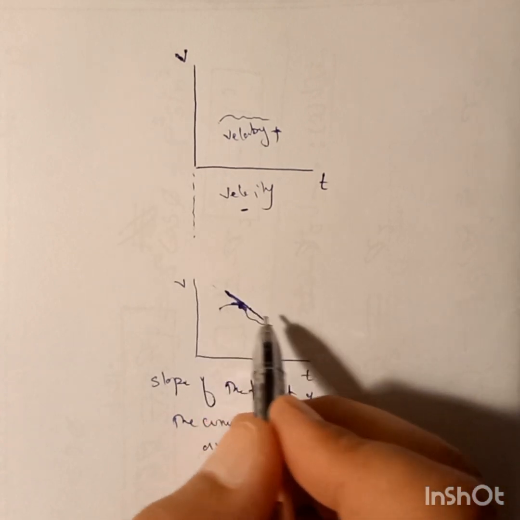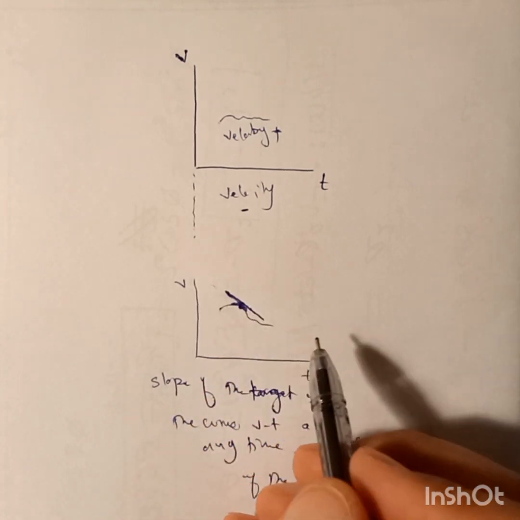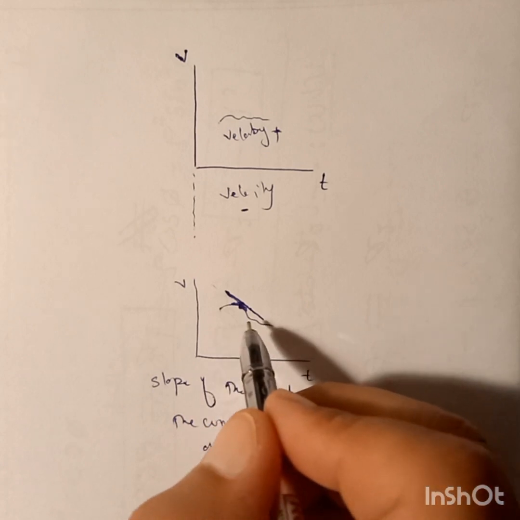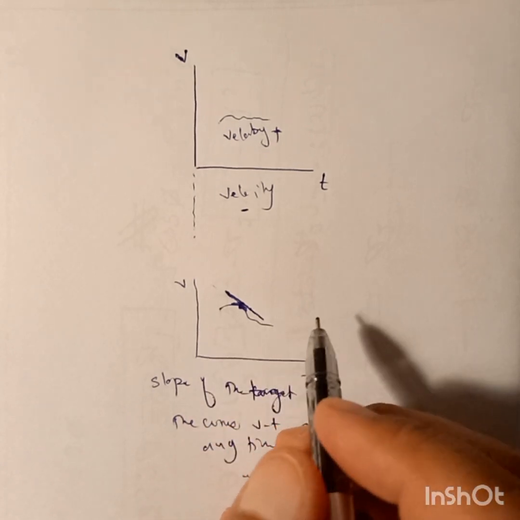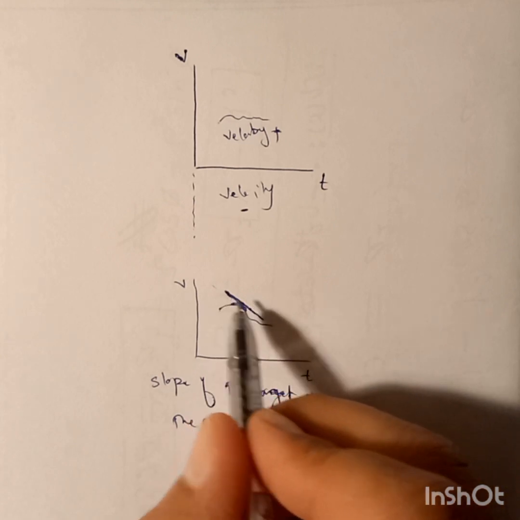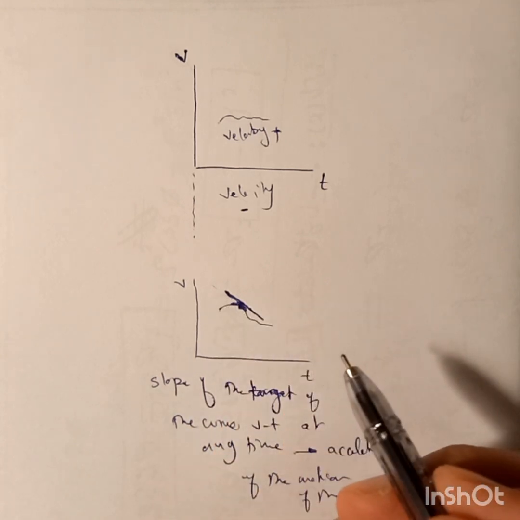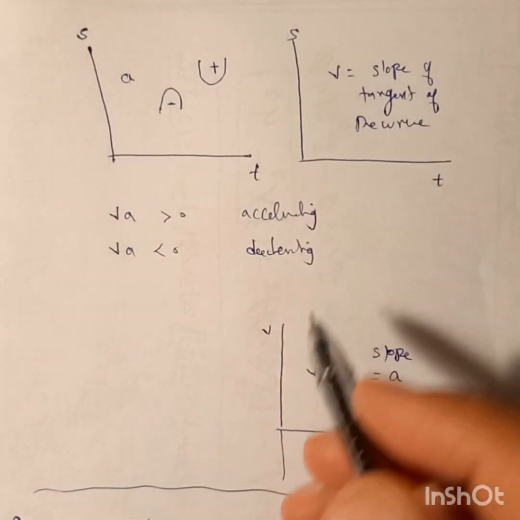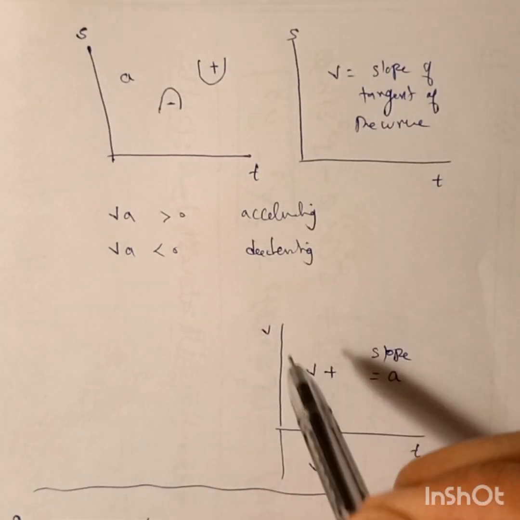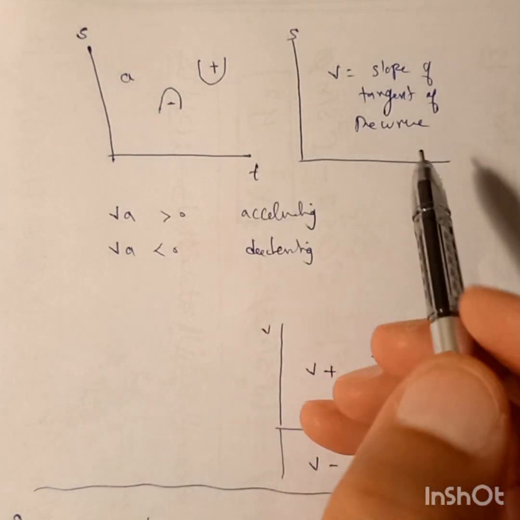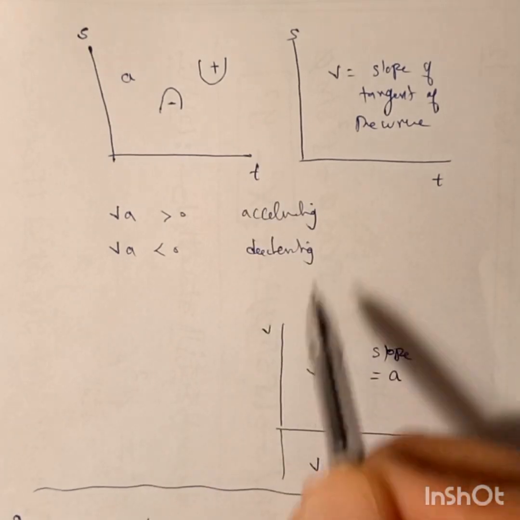And of course, if the slope is negative, then the acceleration is negative, and vice versa. If the slope of this tangent is positive, making an acute angle with this horizontal axis, then the acceleration is positive. Here we can collect all types of curves in this topic. For differentiation of a vector function, we have these types of curves.